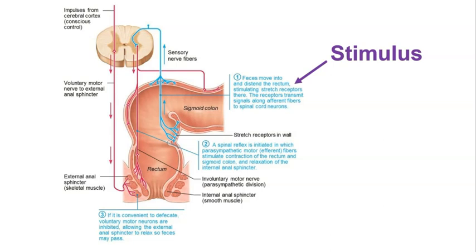We do, as I mentioned before, have control over defecation, as it is not always convenient to do so. We see that neurons from the cerebral cortex communicate with somatic motor neurons in the spinal cord. These somatic motor neurons give us conscious control over the external anal sphincter, which is composed primarily of skeletal muscle.